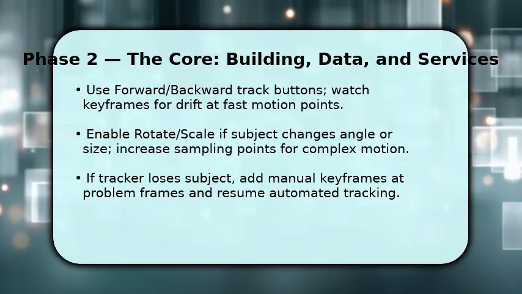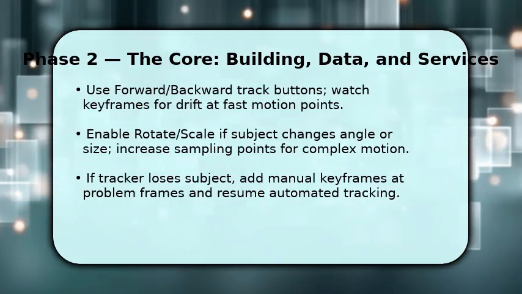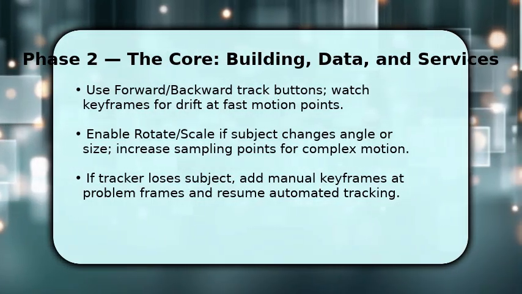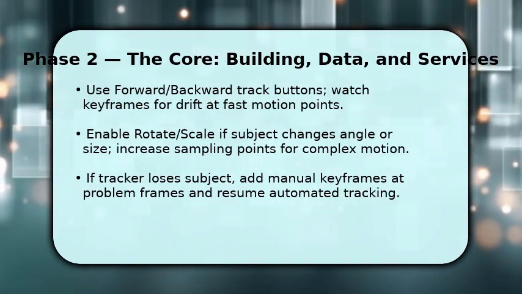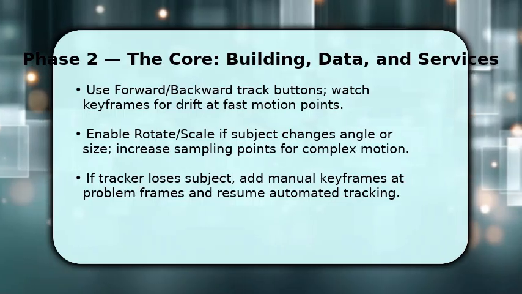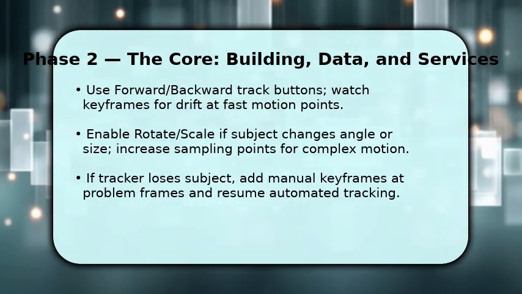If the subject rotates or changes size, enable rotate and scale so the tracker adapts. This prevents mismatch when perspective shifts. When you spot drift, pause and add a manual keyframe on a clear frame, correct the point, and resume. Doing this at trouble frames keeps the algorithm anchored.